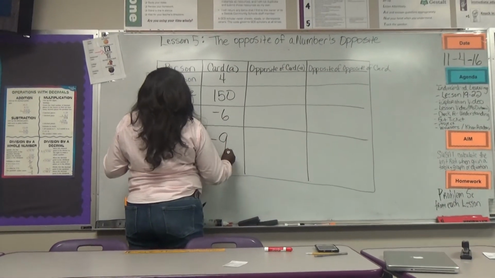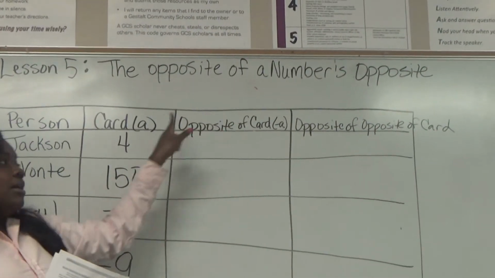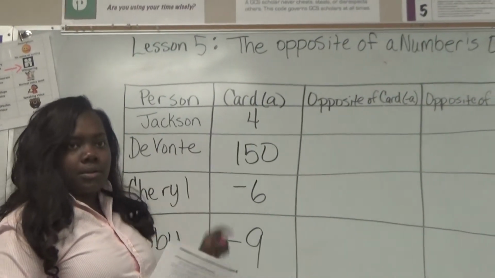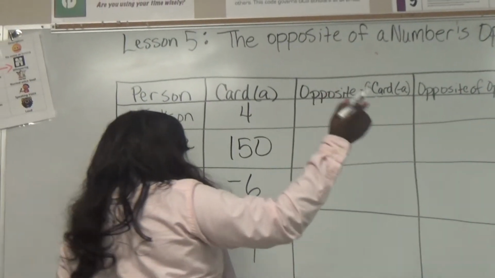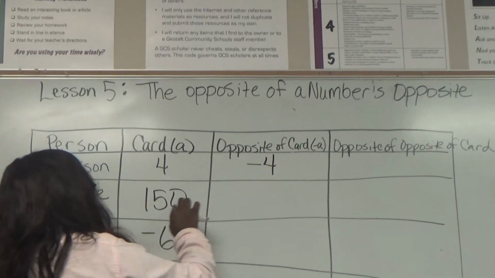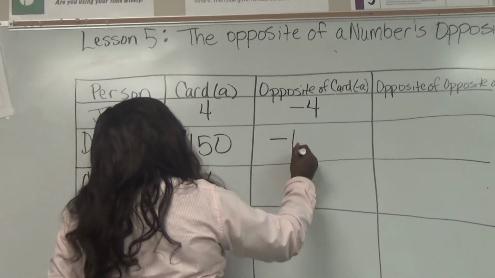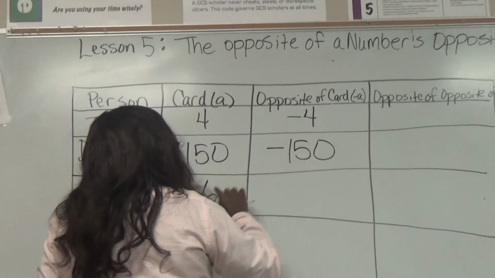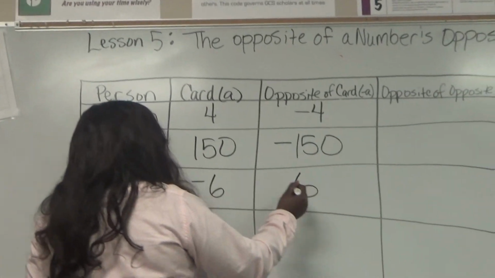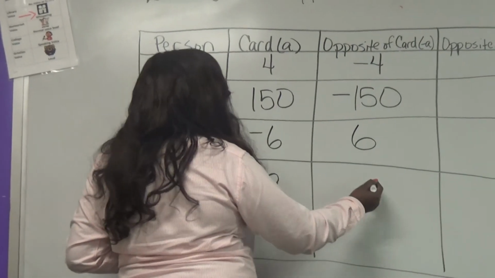Now, in this section, I want to put the opposite of the card that I pulled. So what's the opposite of a positive 4? Negative 4. So I'm just going to simply write negative 4. The opposite of 150 would be negative 150. The opposite of a -6 would simply be positive 6. Y'all getting really good at it. The opposite of a -9 is positive 9.